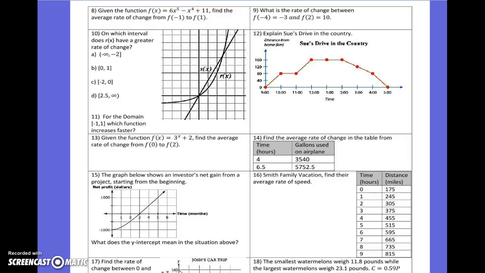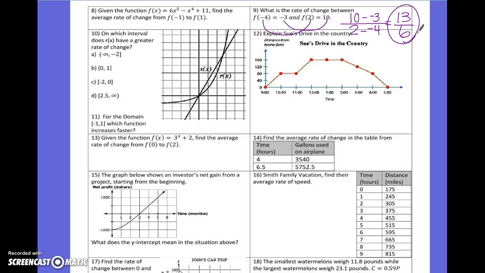Number 9, what is the rate of change between these numbers? So again, it's the outputs, it's the y numbers subtracted. So 10 take away -3 over 2 take away -4. So on top I got a 13 and on the bottom I got a 6. That does not simplify, so that's your rate of change between those two numbers.